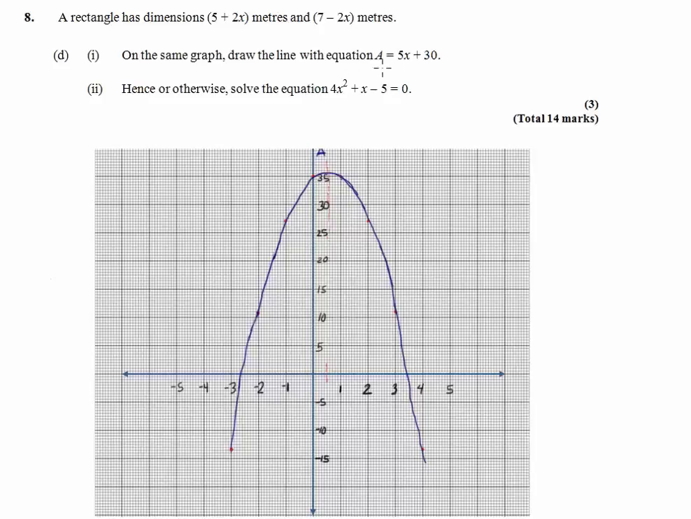On the same graph, draw the line of the equation a equals 5x plus 30. That's a straight line, y equals mx plus c. And so you can see I've already plotted those points.